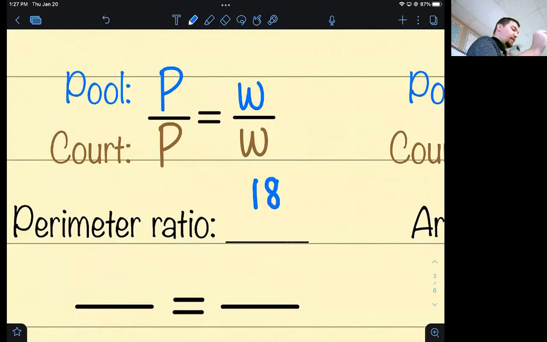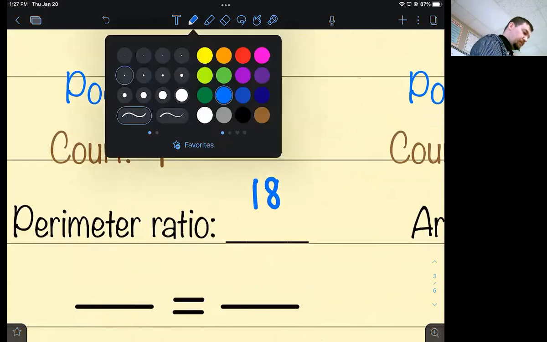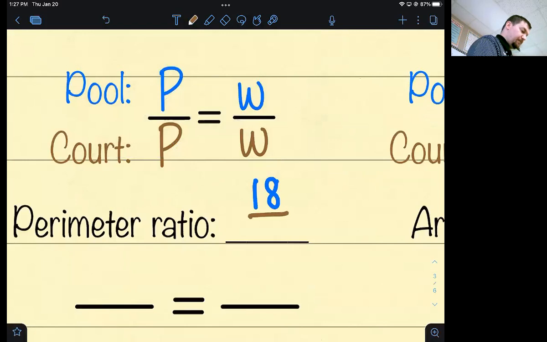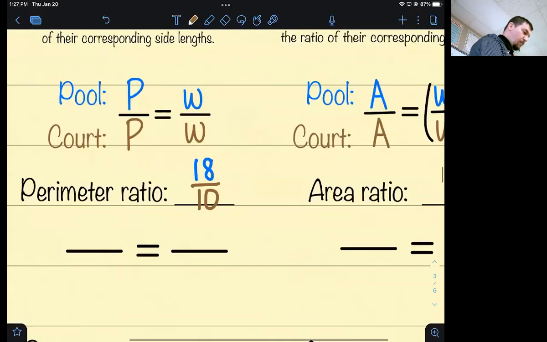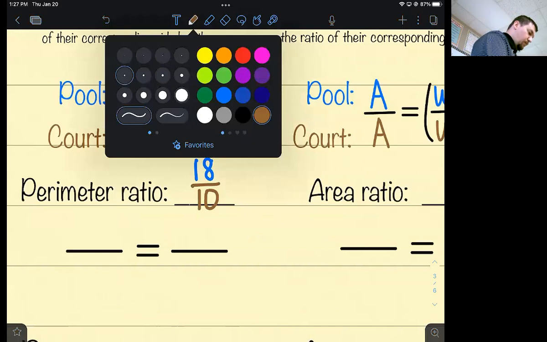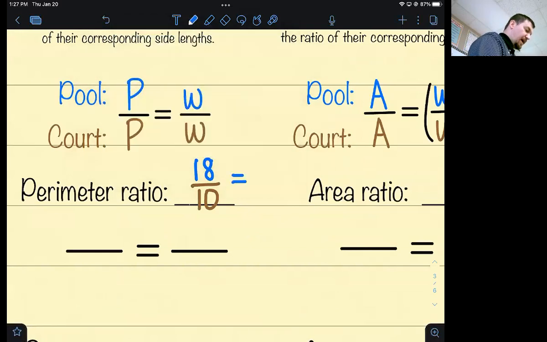What's the width of the volleyball court? Anybody? 10? Okay, so my perimeter ratio is going to be 18 over 10 because it's the same as my side length ratio, which is 18 to 10. Now, is that reduced? Let's reduce it. Okay. Seth, what is 18 over 10 reduced to? 9 over 5. Good.